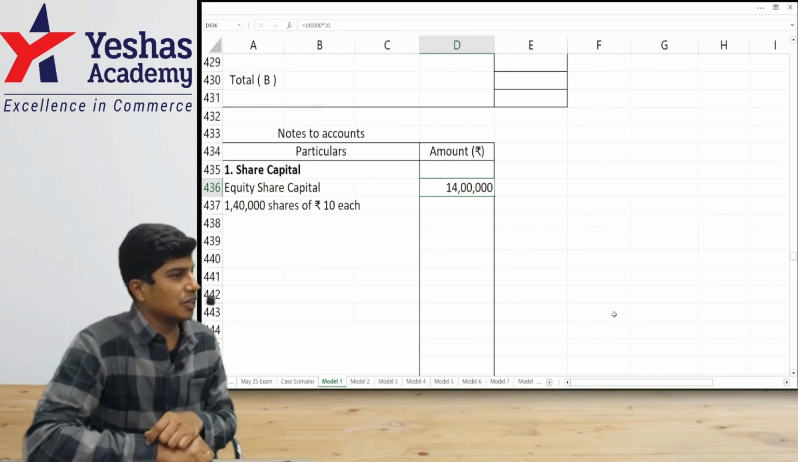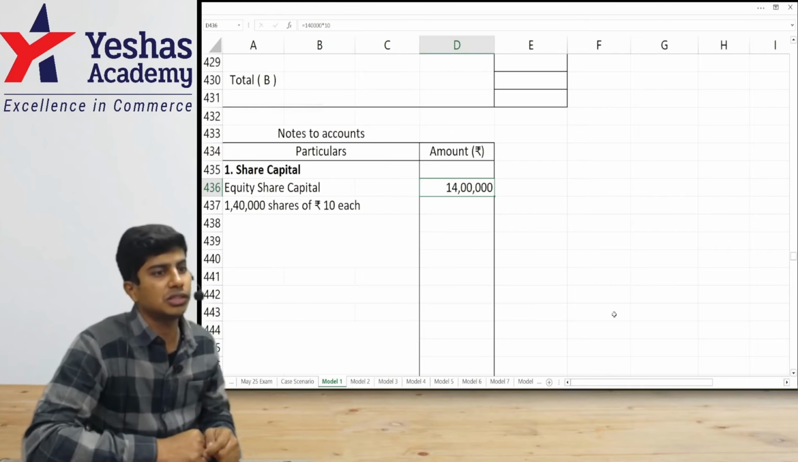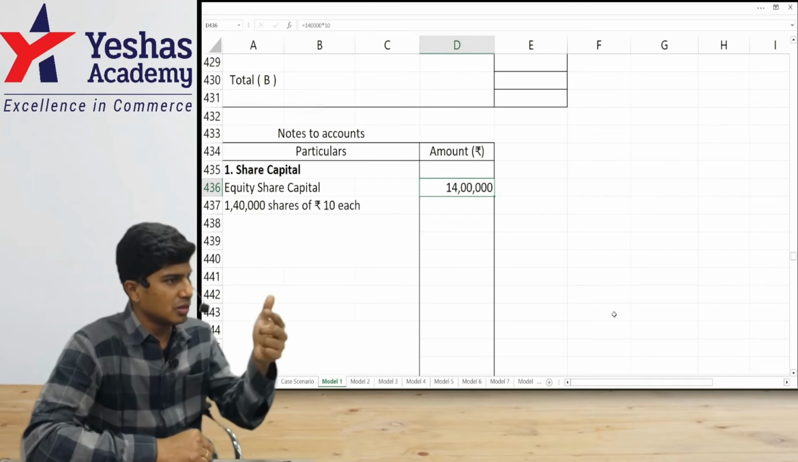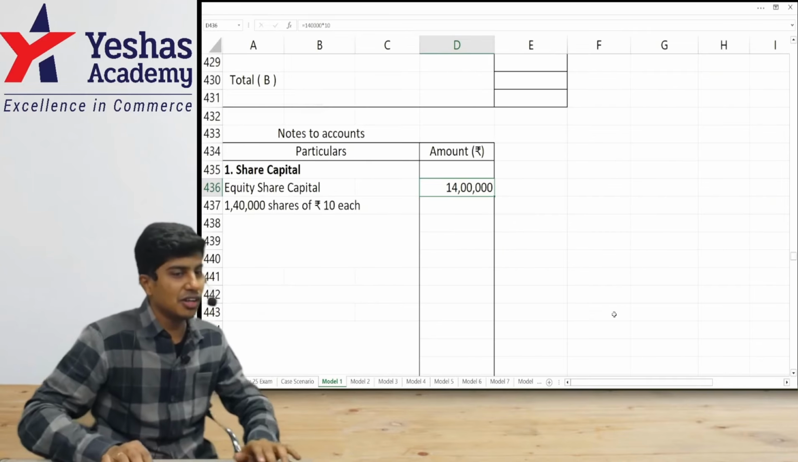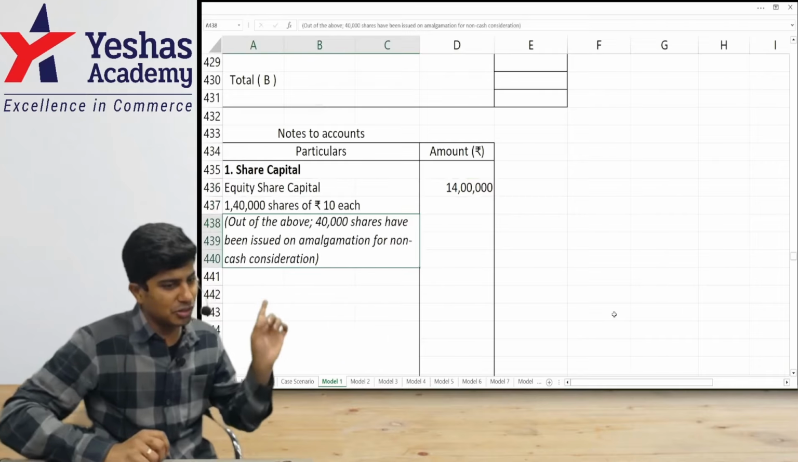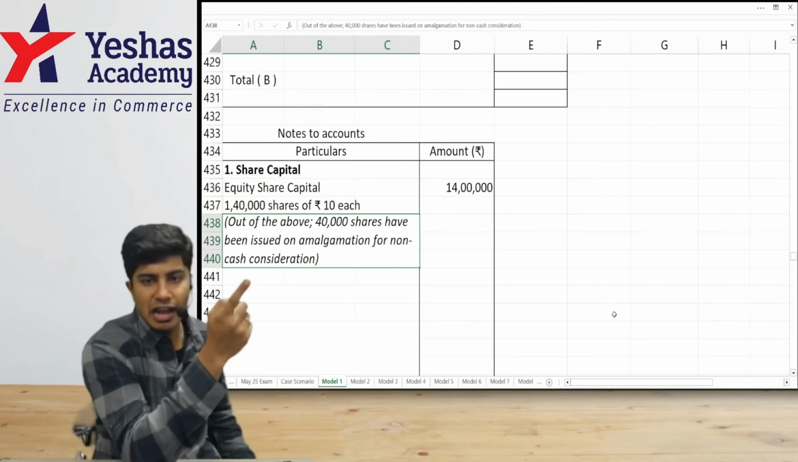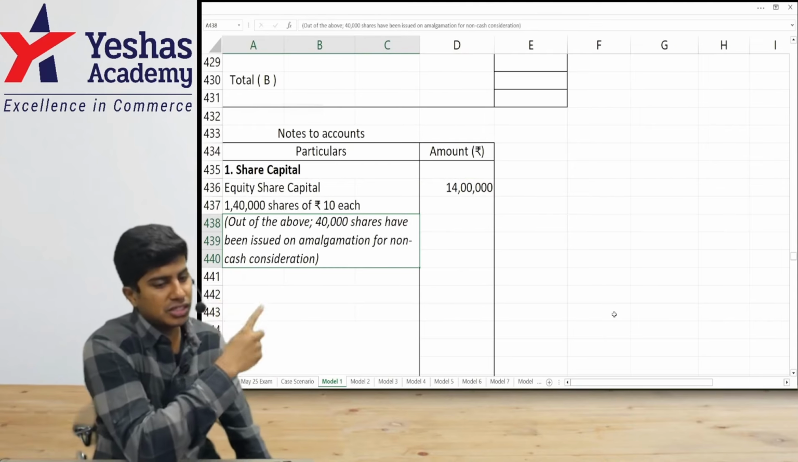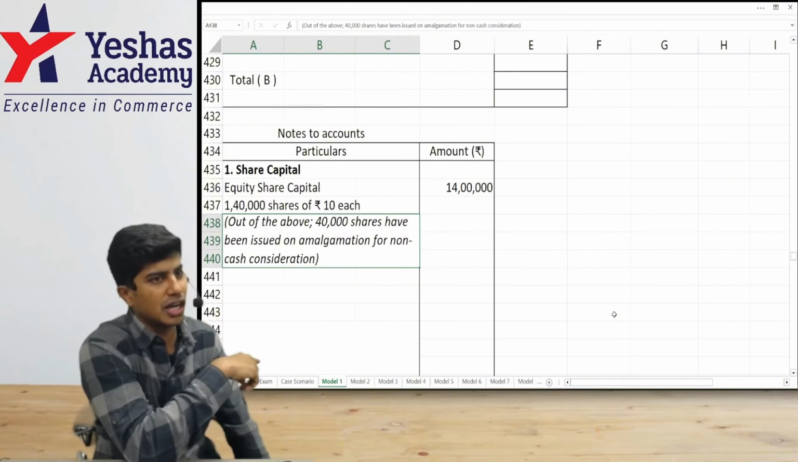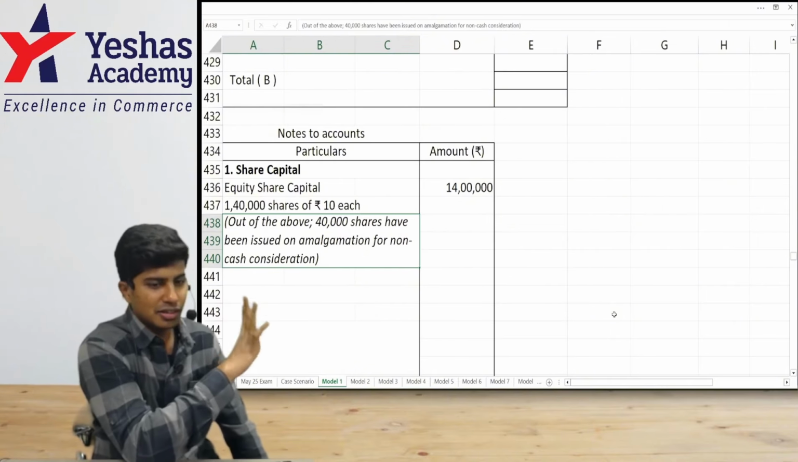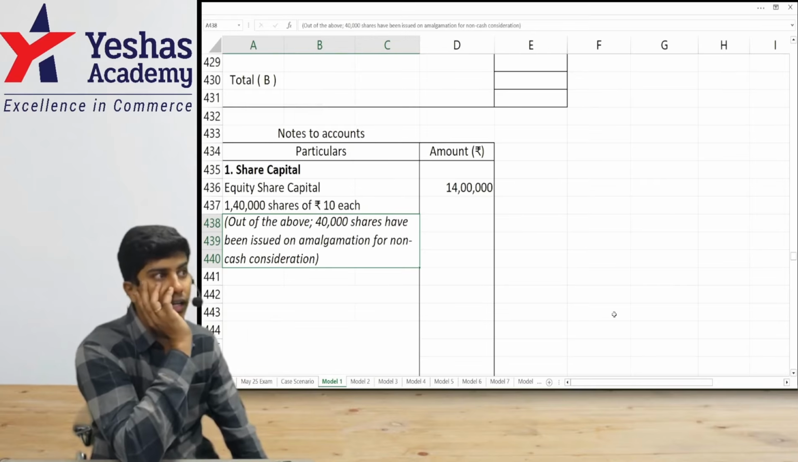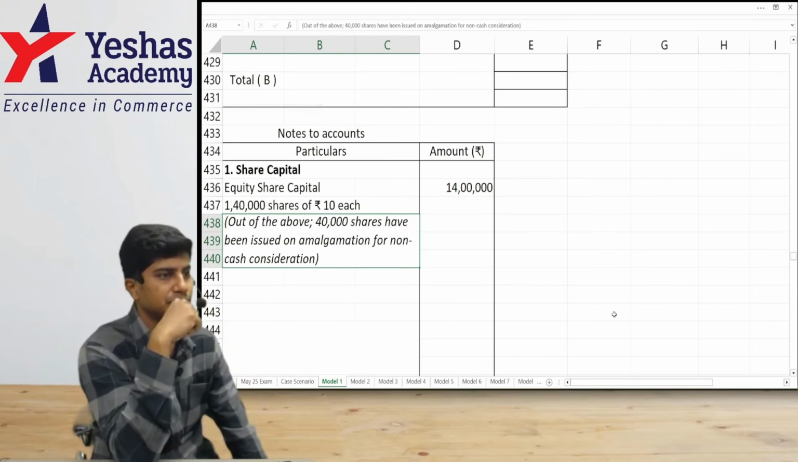Out of this 1 lakh 40,000 shares, 40,000 shares are given in the process of amalgamation. Do you receive cash? No, non-cash consideration. Non-cash consideration is something you need to disclose. Out of the above 1 lakh 40,000, 40,000 shares have been issued for non-cash consideration in amalgamation. Disclosure we need to make is mandatory. If you don't do it, you lose 1 mark.